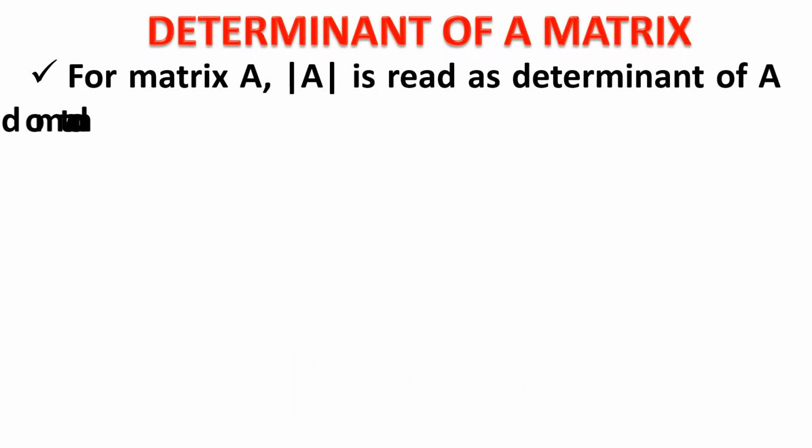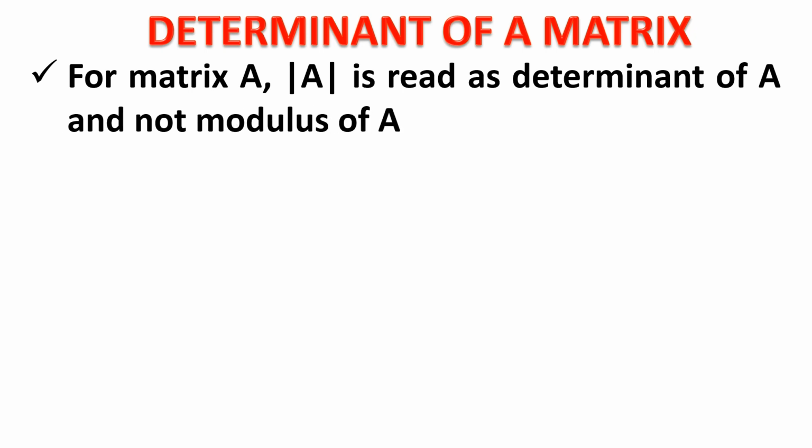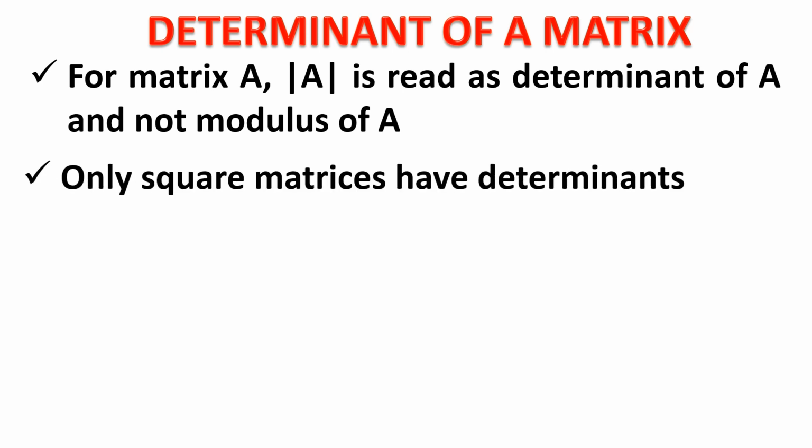Let us continue. For a matrix A, determinant A is read as determinant of A and not modulus of A. I think you get confused with that modulus phi, modulus x. We have seen it in functions, but it is entirely different. Only square matrices have determinants. Only square matrices will have determinant. In our whole syllabus, we will be dealing with 2 cross 2 and 3 cross 3 only mostly.